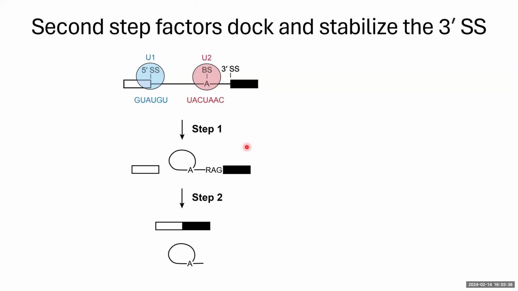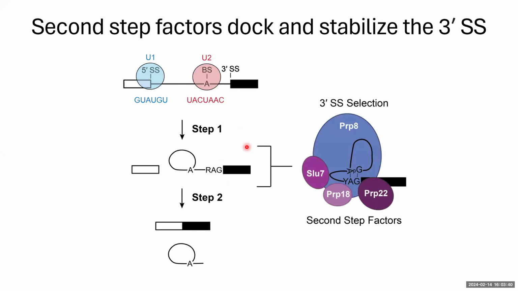And so what we know is that second step factors that join after the first step of chemistry has been completed help with stable docking of the 3' splice site within the spliceosome active site. And those factors include SLU7 and PRP18, which work together with PRP8 for that stabilization. The second step factor, PRP22, then translocates on the 3' exon to facilitate proofreading of the stability of the docking within the active site.